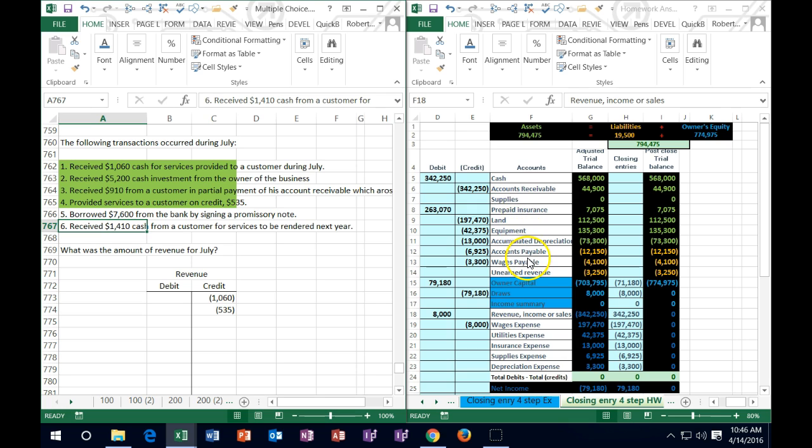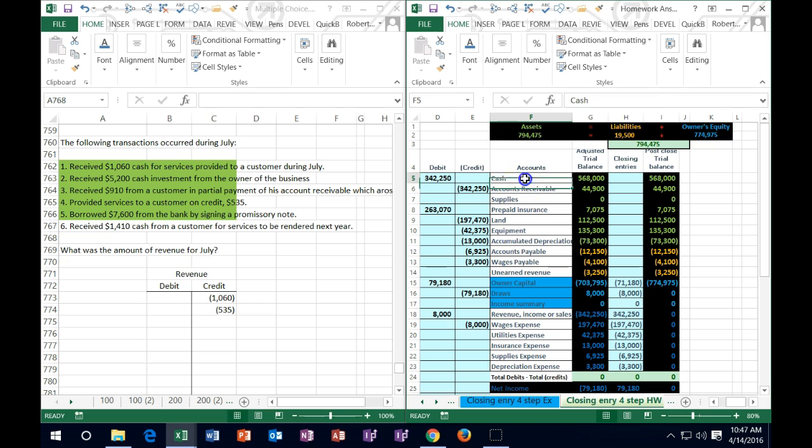So it's going to go to a liability. Why? Because we owe it in the future. Liability of a credit balance is going to go up with another credit. All right, so I'm going to go ahead and highlight that. That's not going to be in our T account. Received 1,410 cash from customers for services to be rendered next year.